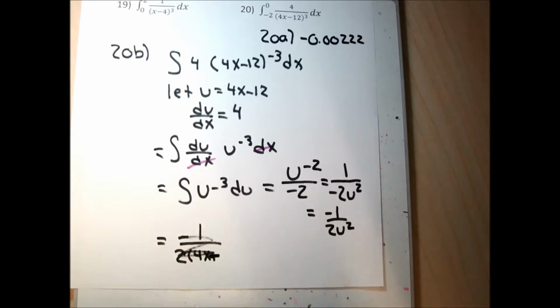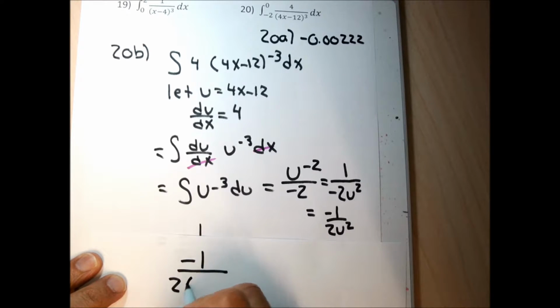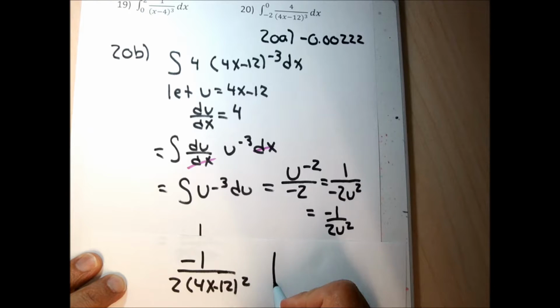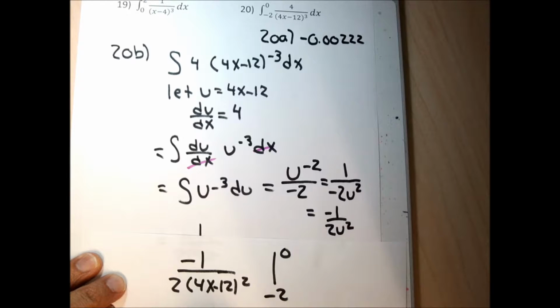So this integral is -1 over 2 times (4x minus 12) squared. I need to evaluate it from -2 to 0. So I need to plug 0 in: -1 over 2 times (4 times 0 minus 12) squared, minus -1 over 2 times (4 times -2 minus 12) squared. And again, I'm afraid of my calculator skills.